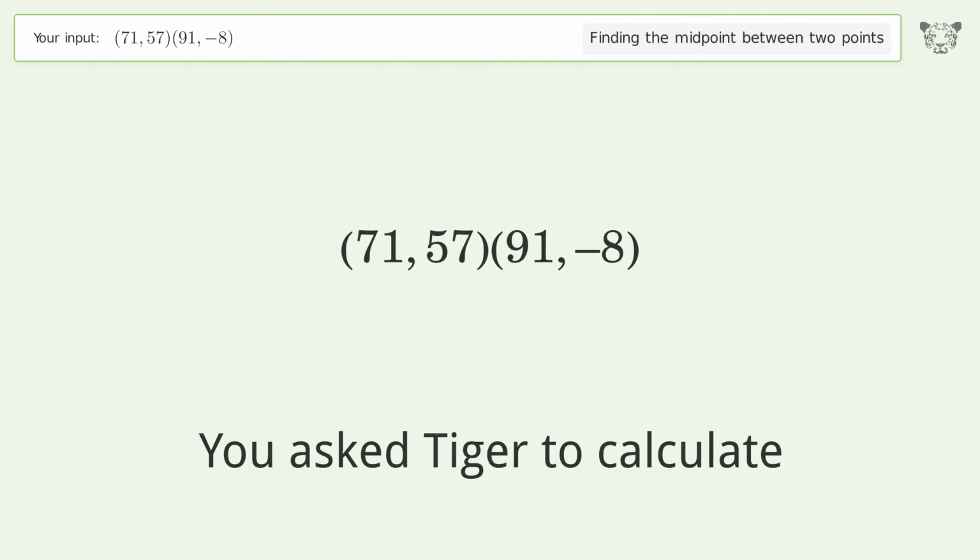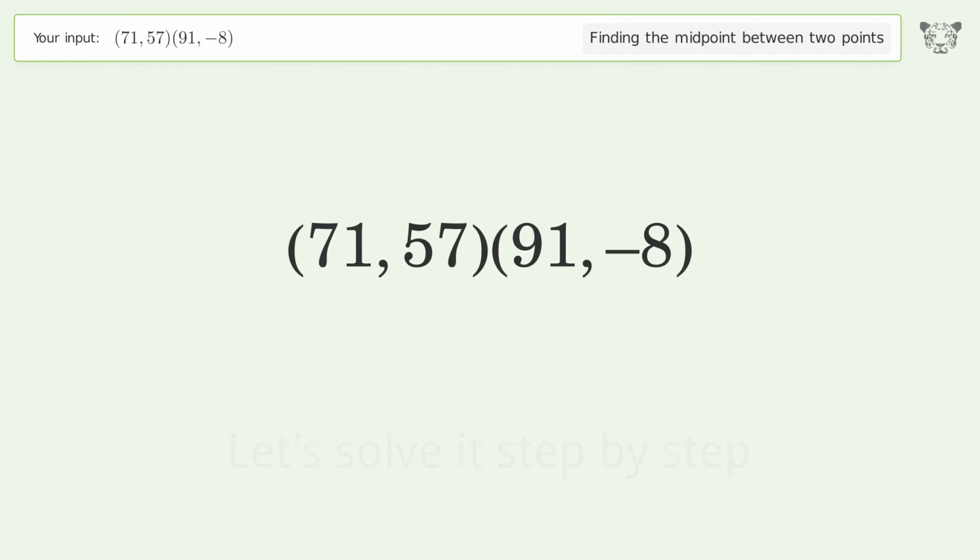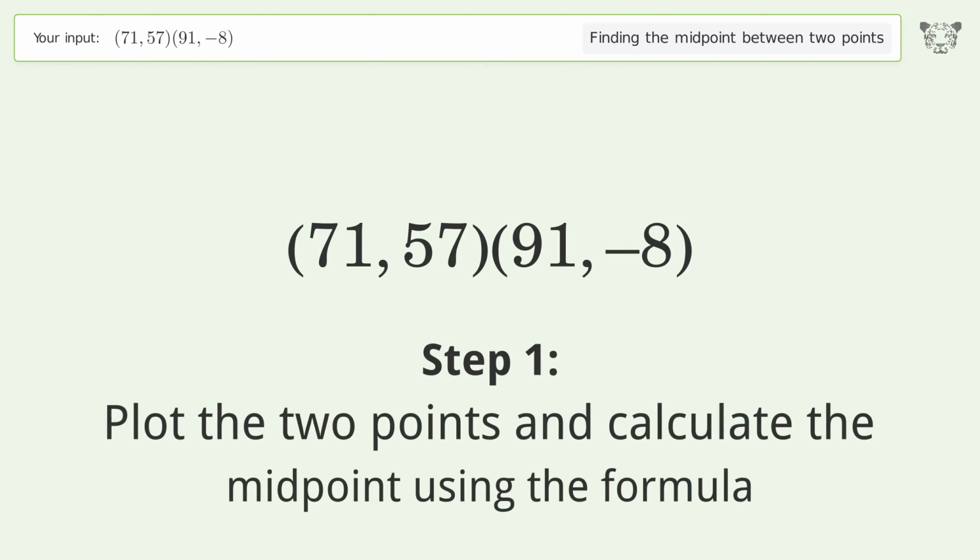You ask Tiger to calculate. This deals with finding the midpoint between 2 points. The midpoint between the 2 points is 81, 24.5. Let's solve it step by step. Plot the 2 points and calculate the midpoint using the formula.